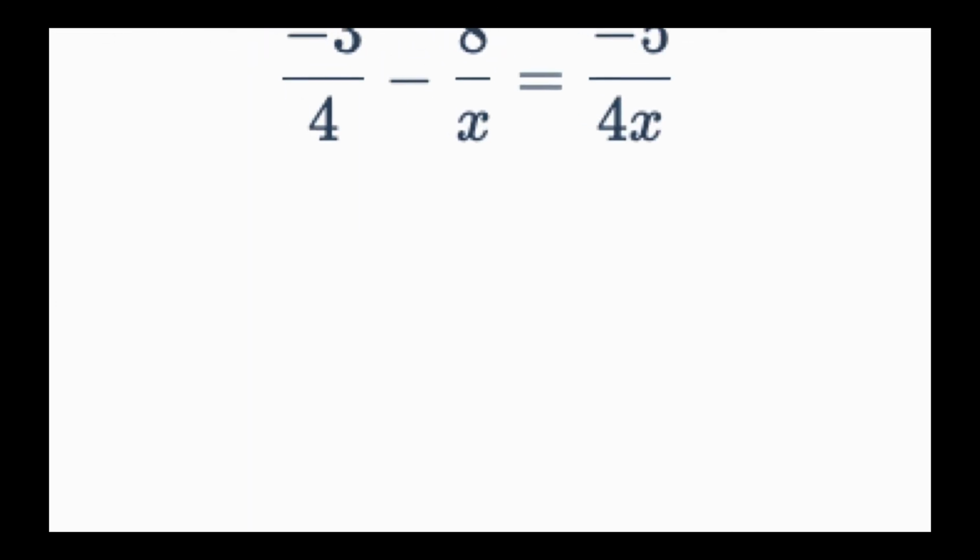This one's a minus. It got a minus on one side. Okay, so this one's a fraction. So this is a fraction, -3/4, minus another fraction, 8/x, equals another fraction, -5/4x. So we have to subtract these two guys first, like you did last week. Okay, so I'm just going to focus on this side first.